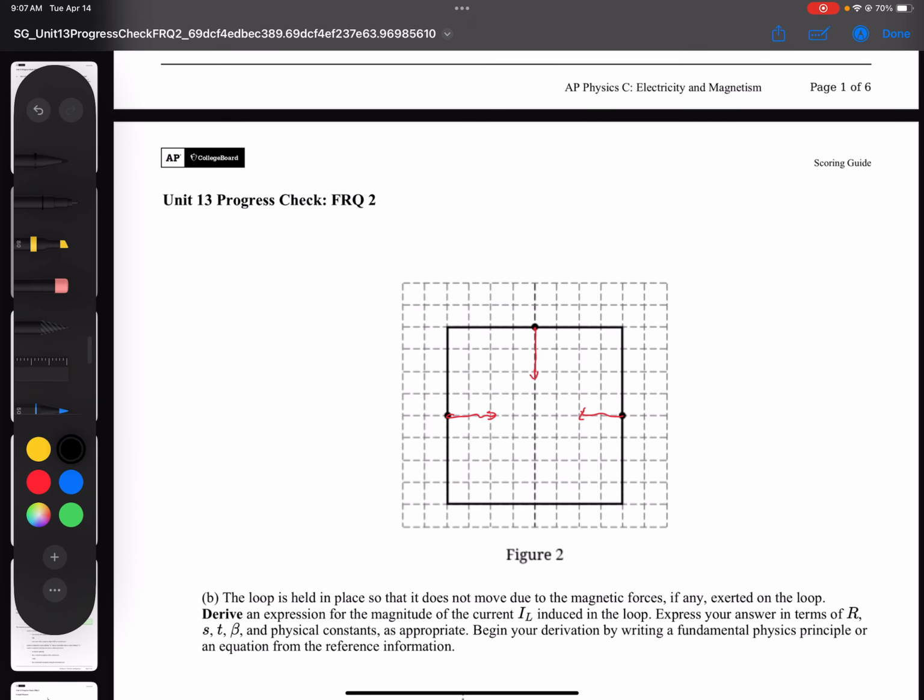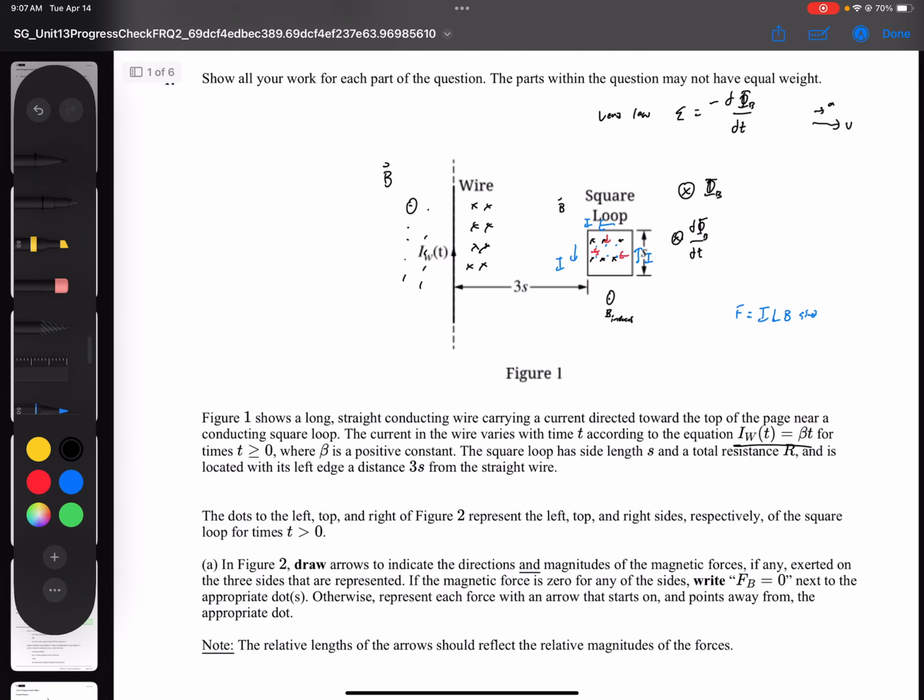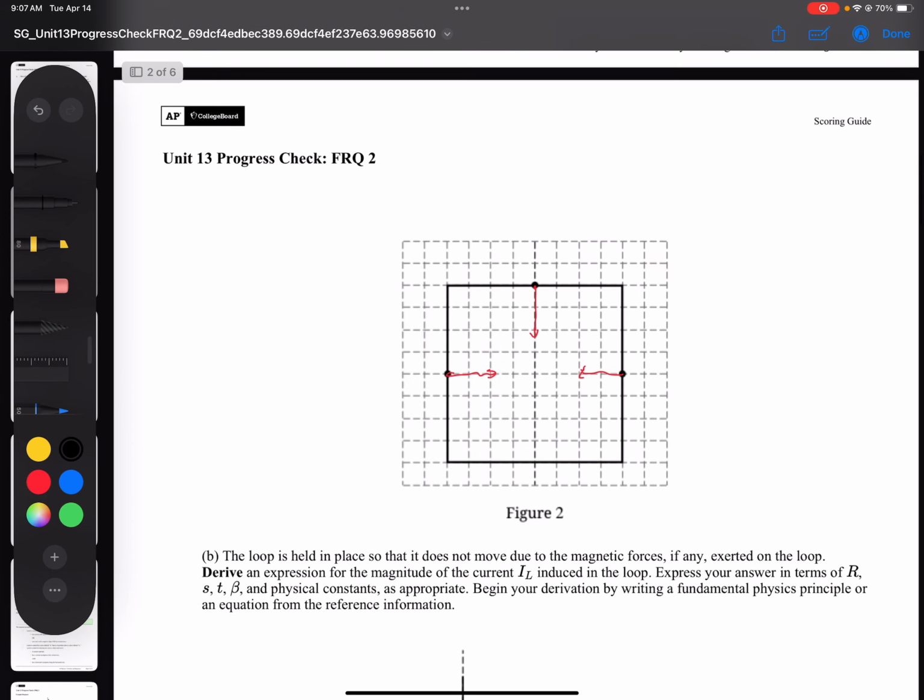Whoops. So we're still doing this first part, where it's a distance 3s away. So for this first part, I know that the current inside the inductor is just epsilon over R, and epsilon is equal to negative dB over dt. And I know that the current that's induced, we're going to use Ampere's law. So right, so this is the induced current.